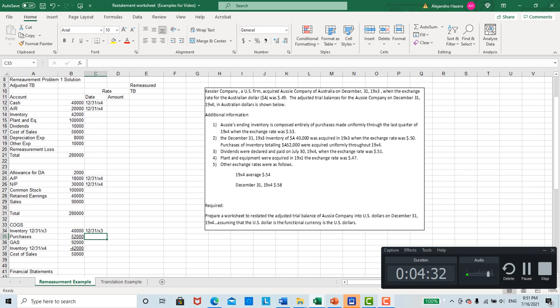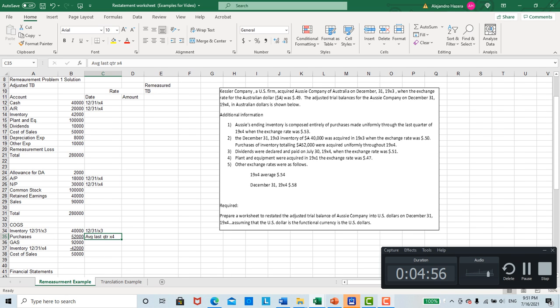This is going to be the average rate for the last quarter of X4. Okay, and we'll just go ahead and run this. Okay, so we got that.